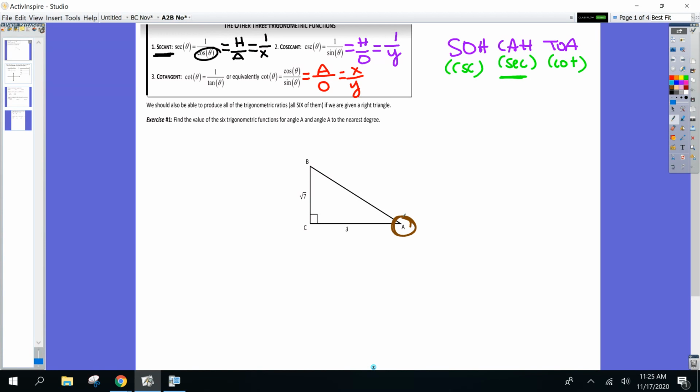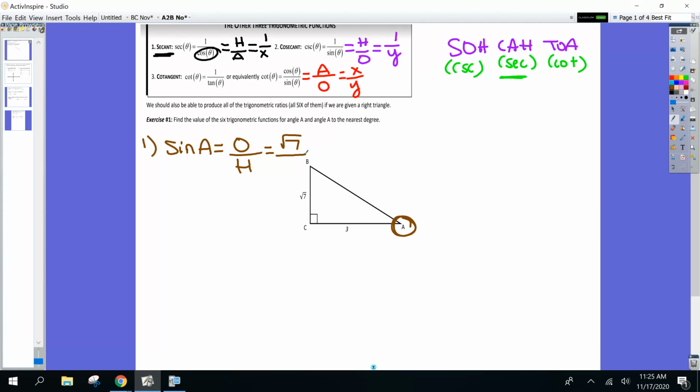I will start it off. I'll start by finding sine A. Okay, let's find sine A together. We could have found anything, but I just chose sine A. Ready? Sine A. Opposite, because we're dealing with the right triangle, I'm going to use SOHCAHTOA. Opposite over hypotenuse. What's opposite? Square root of 7. And then what's the problem we run into?